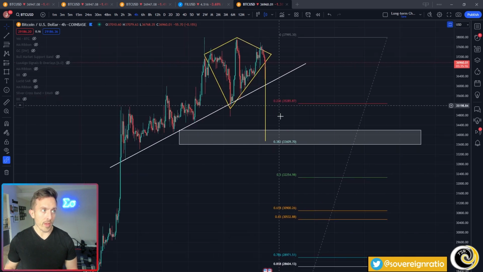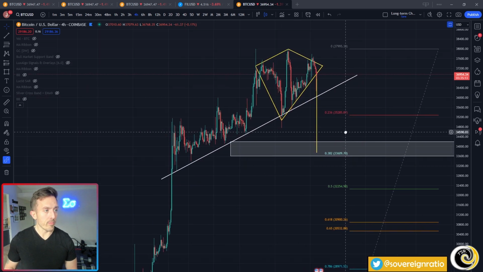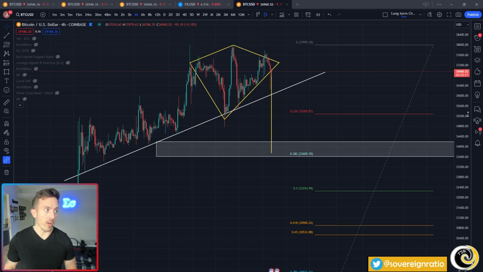And the target from that diamond would be the 33.6K basically at that 382 level, which I think is a very healthy pullback, especially with all the bullishness we've seen. I think Bitcoin does need to correct a little bit. I still think it's going to go to 40, 45, maybe 50K, but I do think it's overdue for a little correction.